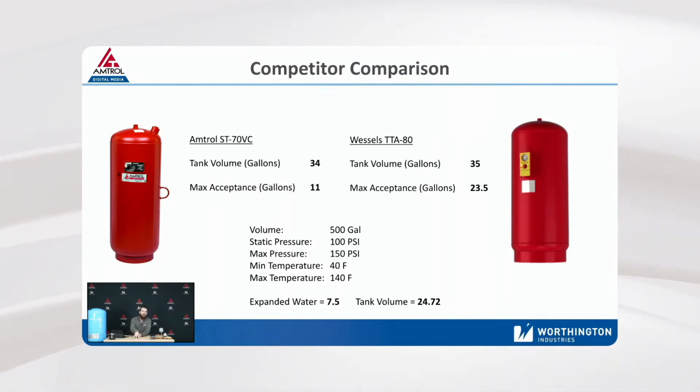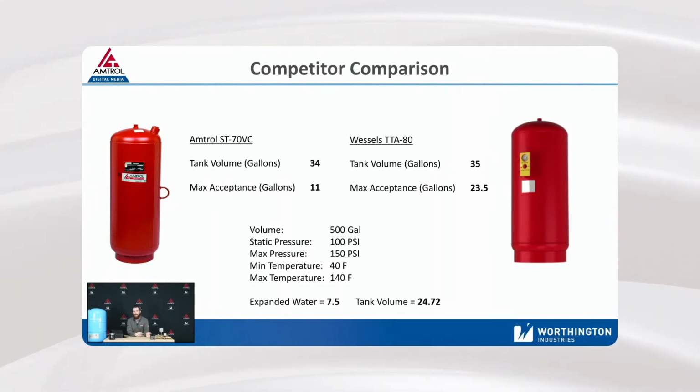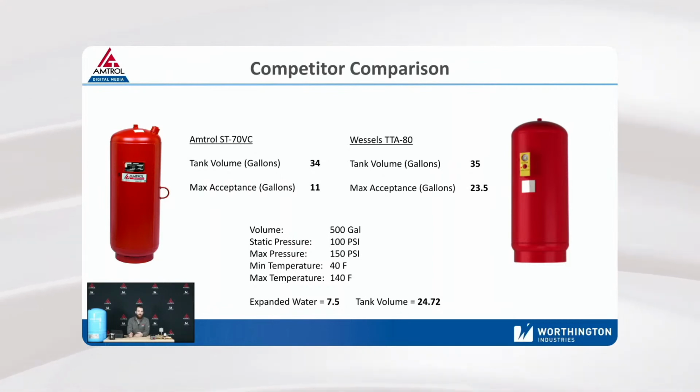So on that system, both tanks work just fine. Obviously, we're below max acceptance on both of them, and our total tank volume is within the range. You round up to these 35-gallon tanks anyway. But like I said, let's see if there's a scenario where I can increase the expanded water to the point where my tank volume didn't go past 35, but I have that much expansion in there.